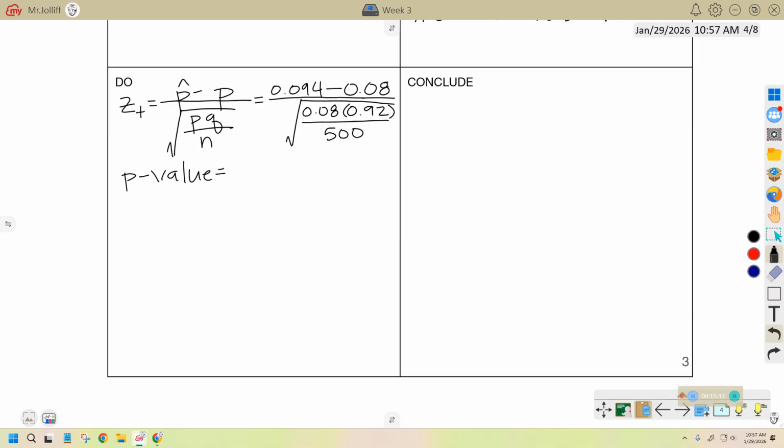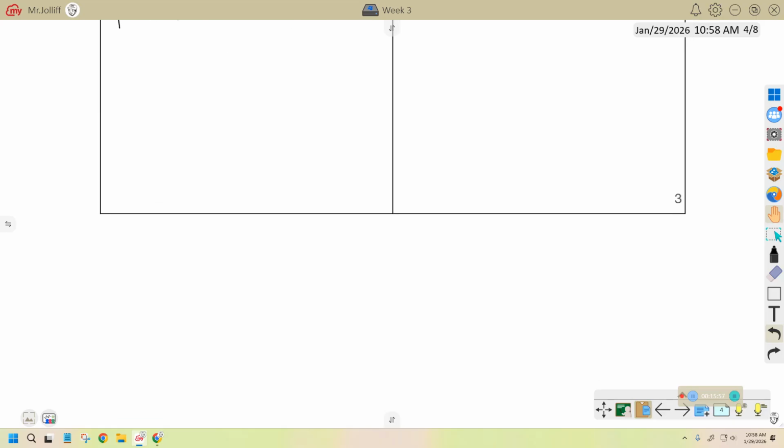So which calculator function? Well, you could do normal CDF, but normal CDF won't give you your test statistic. I'll give you a hint. It's the name of the method we wrote down in plan. 1 prop Z test. I'm going to write it in red to remind us. Where do we find 1 prop Z test? Stat test, very good. It's going to ask us for null hypothesis, number of successes, sample size, alternative hypothesis.